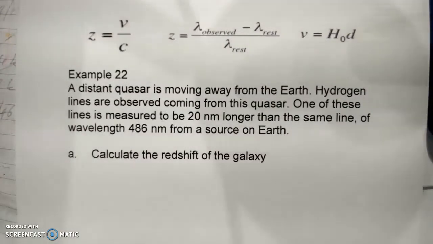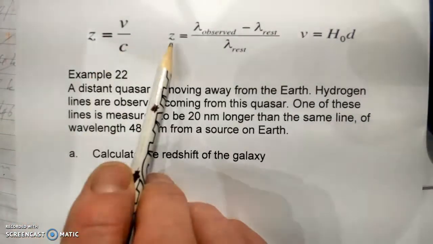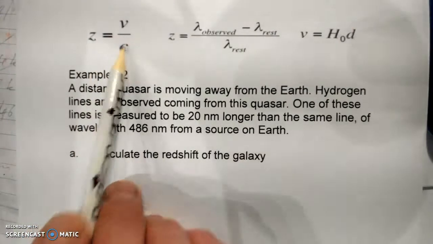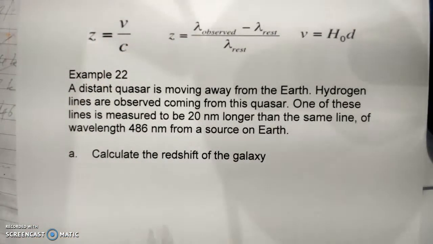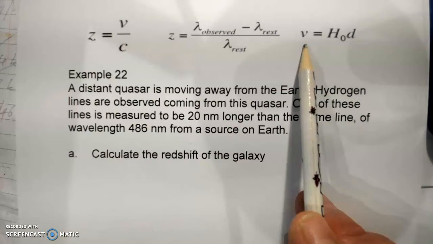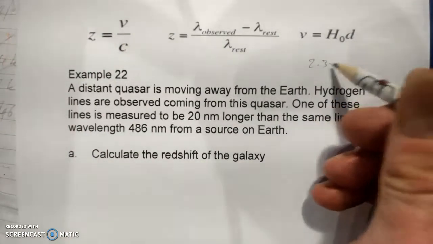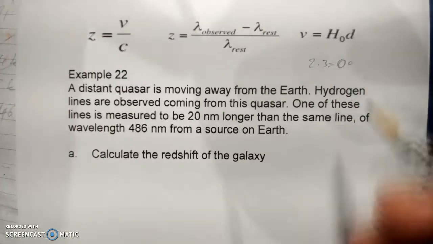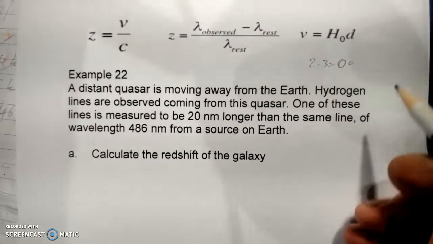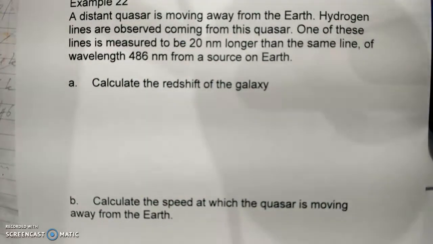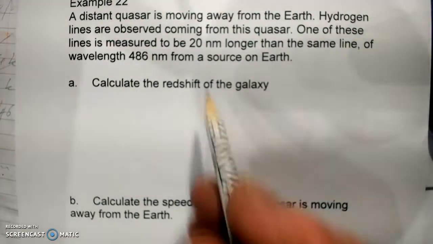This is the answers to the question that's in the slides. So we've got the equations for redshift in terms of wavelength, redshift in terms of speed of galaxy and speed of light, and Hubble's law, or the Hubble-Lemaitre law with Hubble's constant, 2.3 times 10 to the power minus 11.